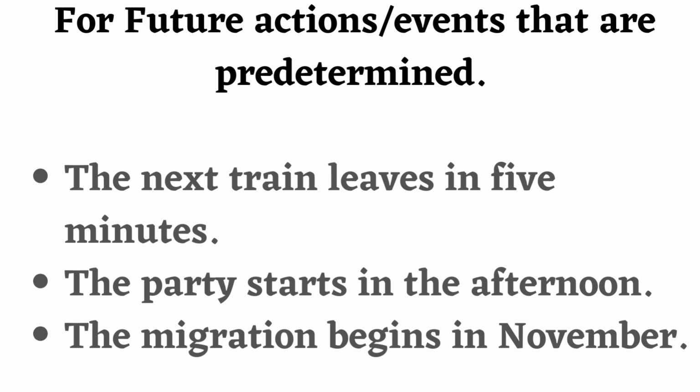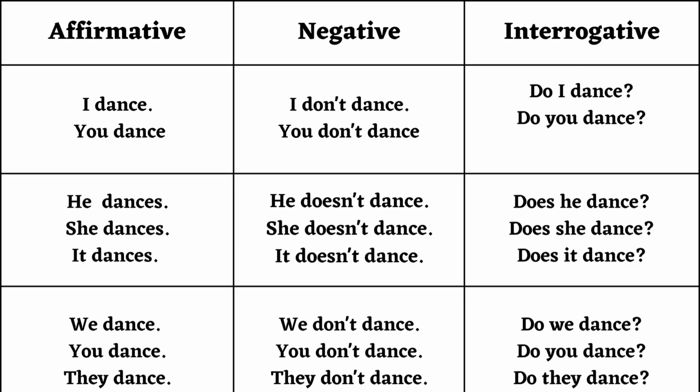Number three is for future events or actions that are predetermined. For example, the next train leaves in 5 minutes. The party starts in the afternoon. That means we have already planned for the party. We have predetermined or planned for this event. The migration begins in November. Therefore, those are the three uses for the present simple tense. Number one, for repeated and regular actions in the present time period, for things or facts that are always and generally true, and for future actions or events that are already planned or predetermined.